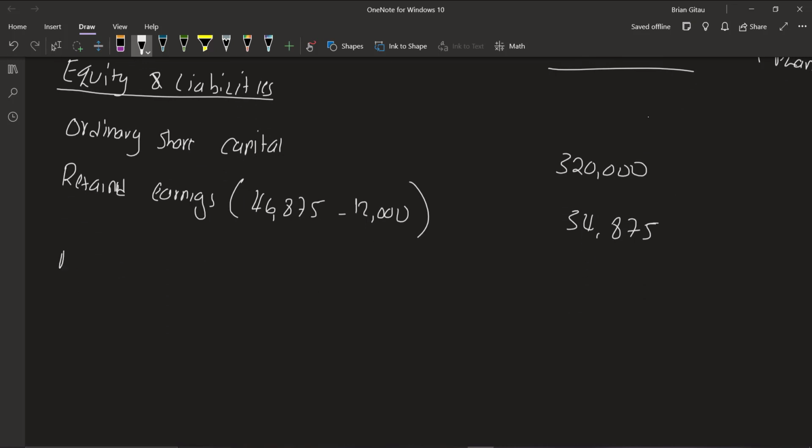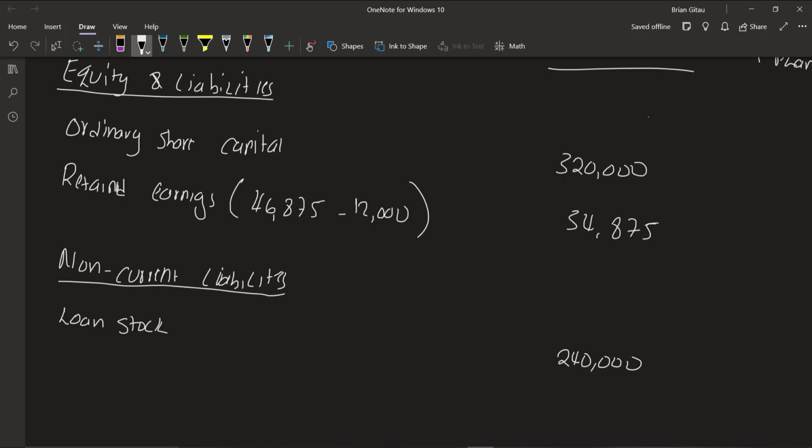So for the non-current liabilities, we have items like loan stock from the trial balance. The figure for loan stock was 240,000. We also have deferred tax. We had calculated deferred tax, and we saw it was 50,400.